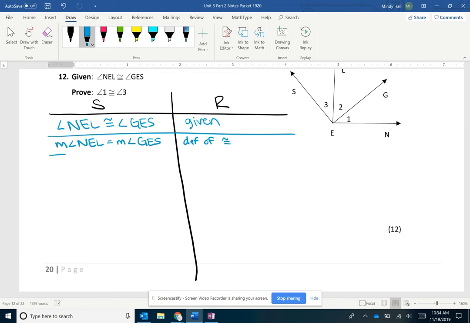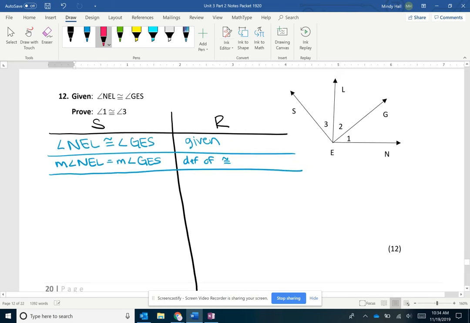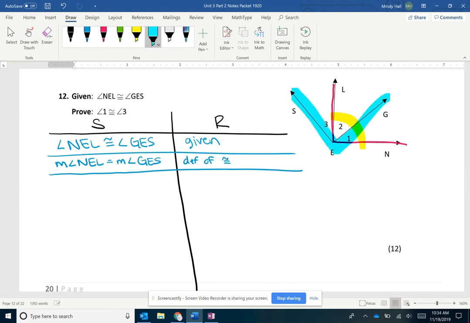Okay, I'm just going to take my duh thing away now so I don't have to worry about it later. But the reason why this matters is because if you notice at the picture, NEL, N to E to L, is this angle right in here. And then we have GES, which is this angle up here. So it has some overlap. So we can say that the measure of angle NEL is equal to the measure of angle 1 plus the measure of angle 2 because of the angle addition postulate.